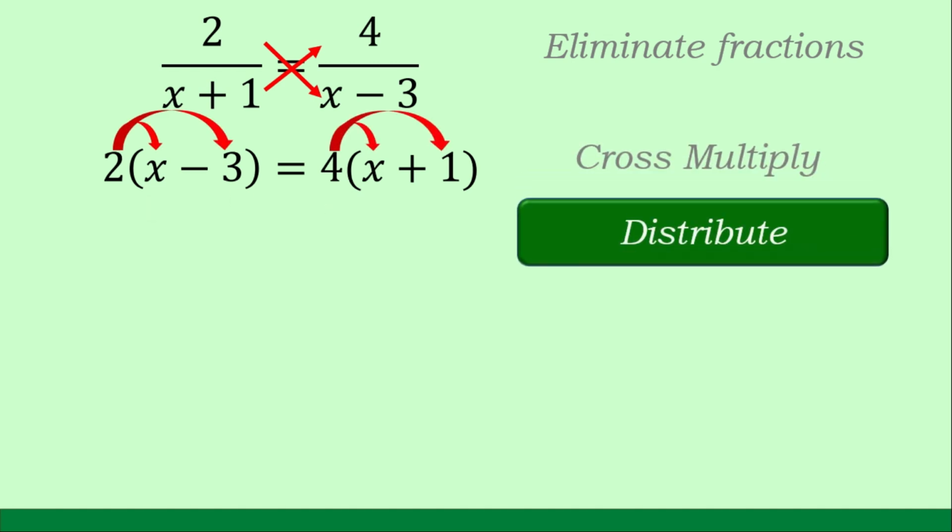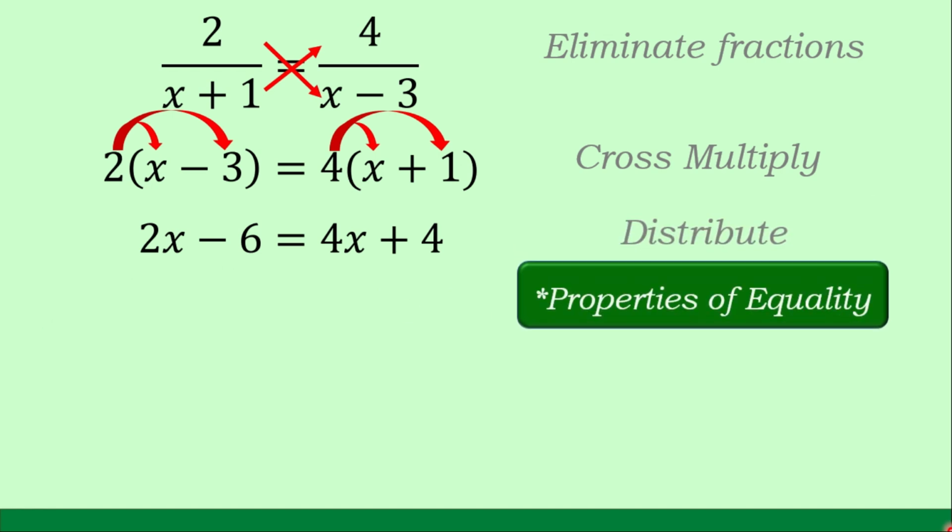And now let's distribute. We have 2 times x will give us a 2x. 2 times negative 3 will give us a negative 6. Copy equal sign. Then 4 multiplied to x will result to 4x. And 4 multiplied to positive 1 will give you positive 4. So this is now after the distribution of the monomials. Next one.